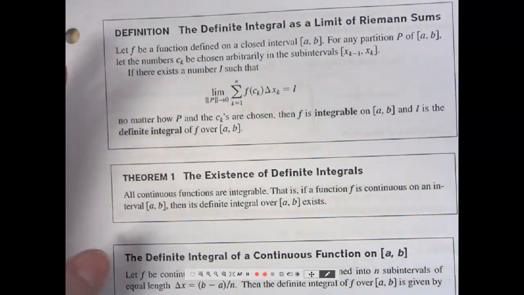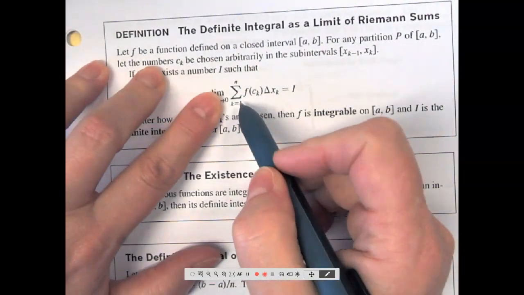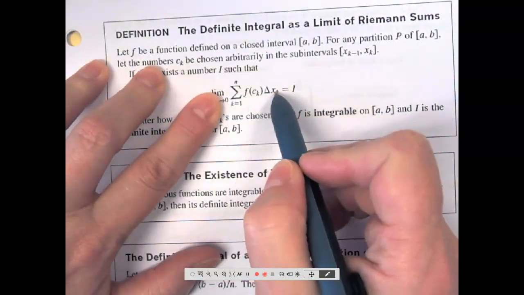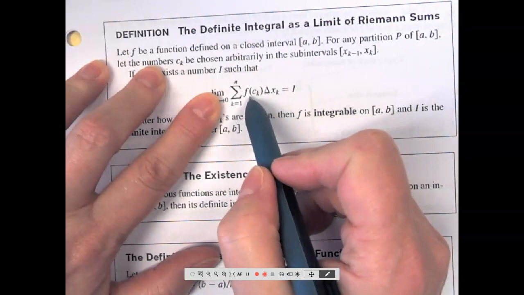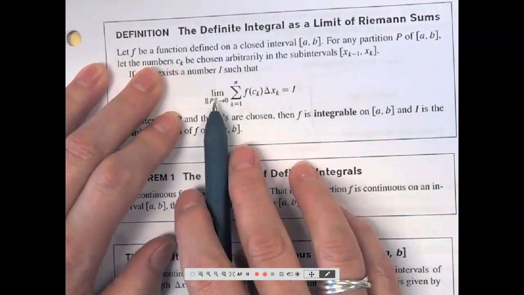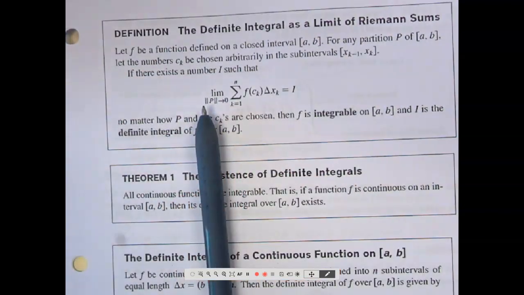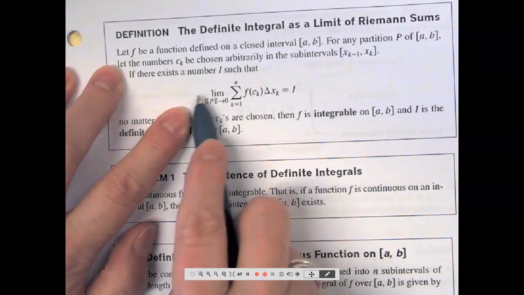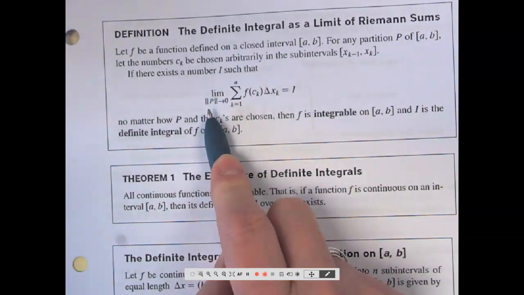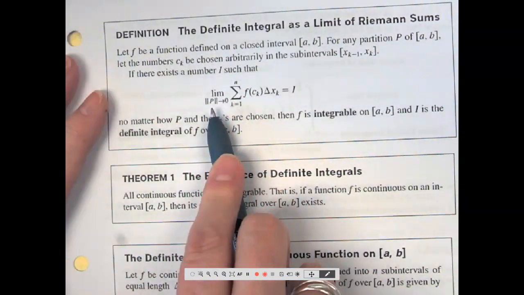Okay, let's break all this down. Summation. We're going to add up a bunch of widths times heights. But what we want to happen, ideally, is the partition width to approach 0. So we want the width of those rectangles to be as close to 0 as we can get it, which will give us a very accurate approximation. So that's what this is here for.